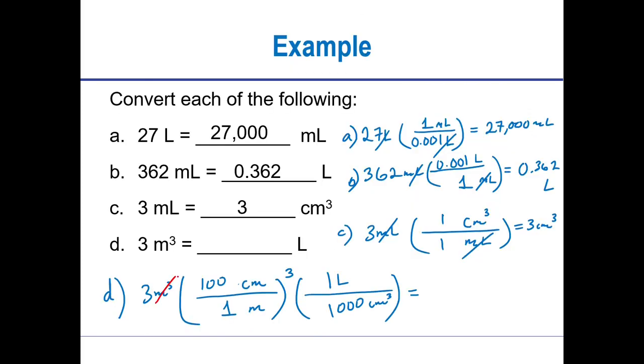Notice that the meters cubed will cancel out with the meters down here because it will be cubed. And the centimeters cubed cancels out with this centimeters because it will be cubed as well. And now we have 3 times 100 cubed times 1 over 1,000. And this will simplify to 3,000 liters. So 3 meters cubed is equivalent to 3,000 liters.